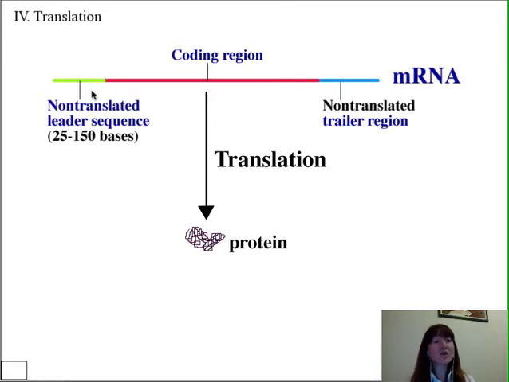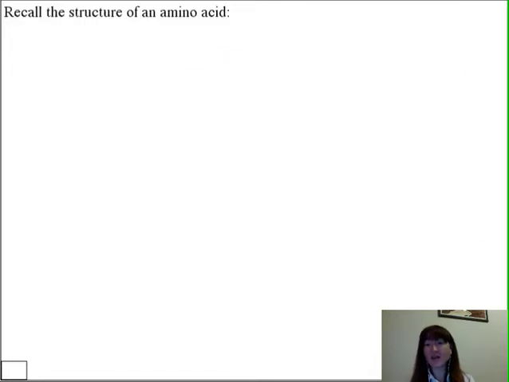So as we head into translation and we think about the synthesis of a protein from the mRNA, it's really informative for us to do just a little bit of review in remembering that the protein is going to be comprised of amino acid subunits. So let's reflect upon the structure of an amino acid with its central carbon, and of course its R group, its hydrogen, its amino, and its carboxyl.